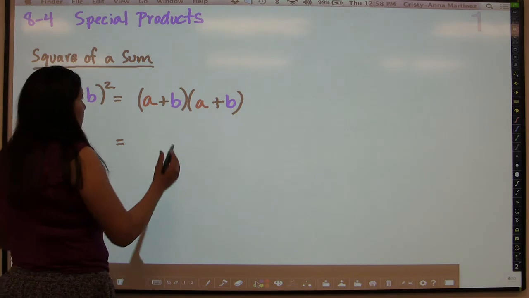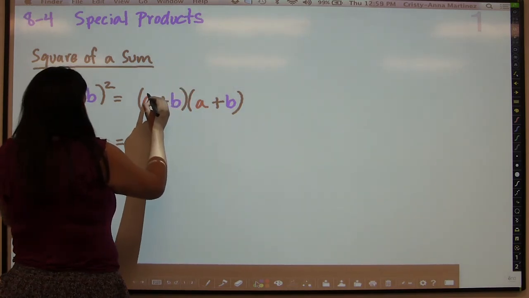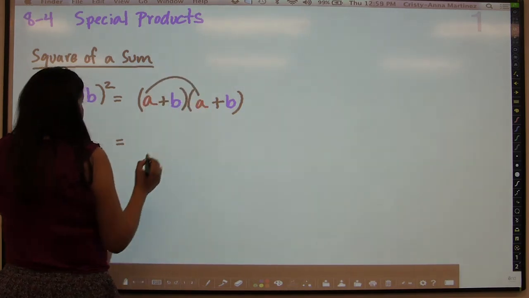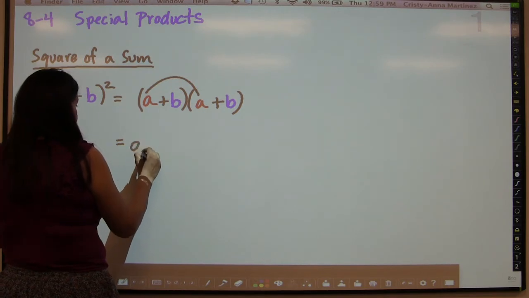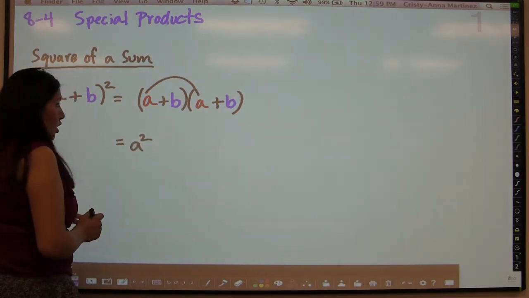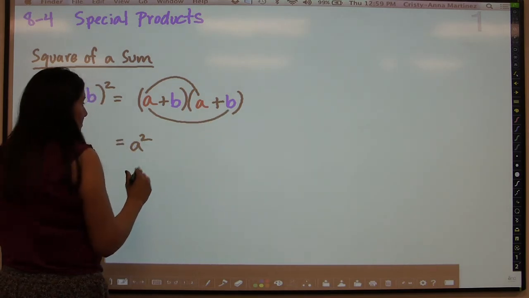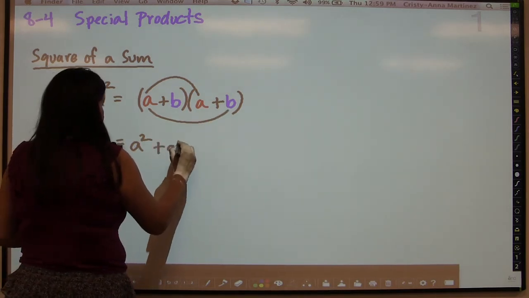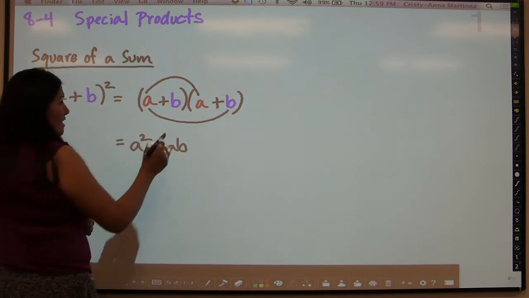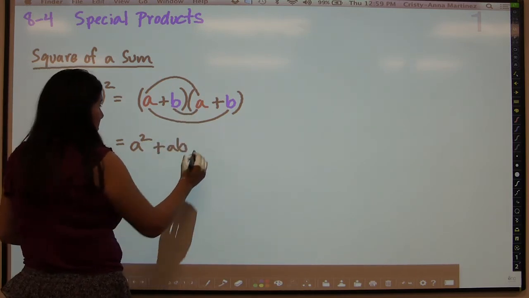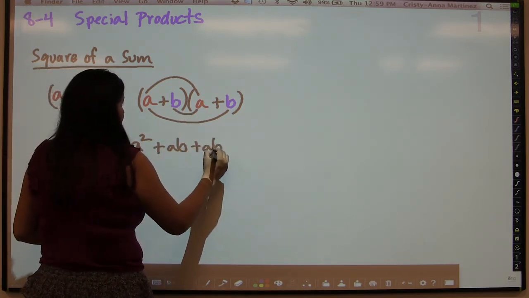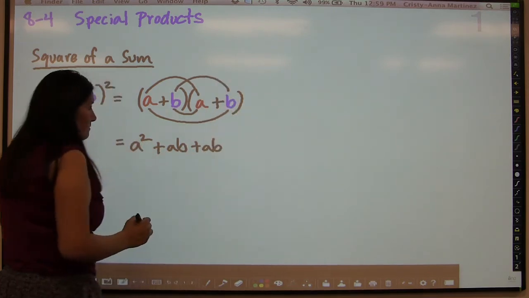So if you use the FOIL method that we learned in the last section, and you go first times first, you're going to get a times a, which is a squared. Then if you do the O for the outside terms, you have a times b, and they're both positive, so you're going to get a positive ab. Then when you do the inside terms, you're going to get another positive ab. And then your last times last will be b times b, which is b squared.